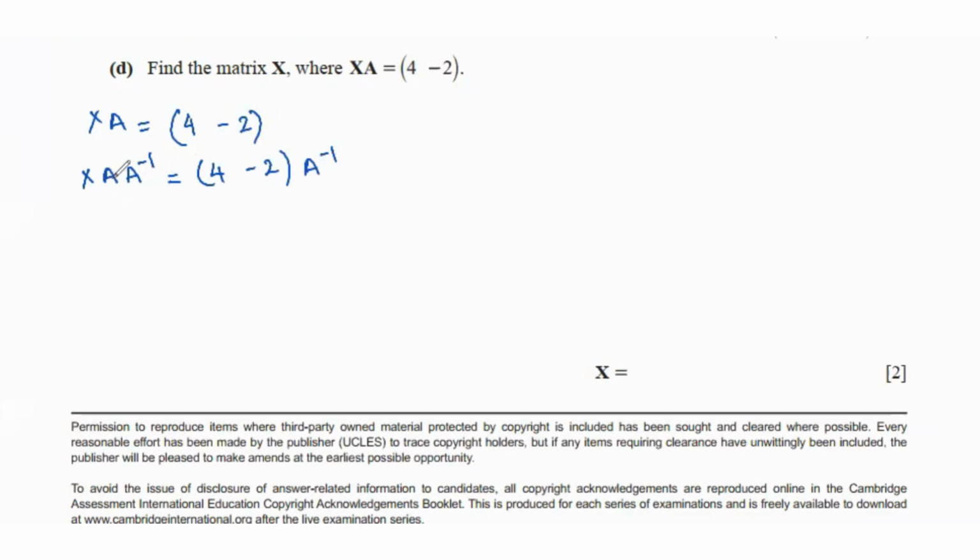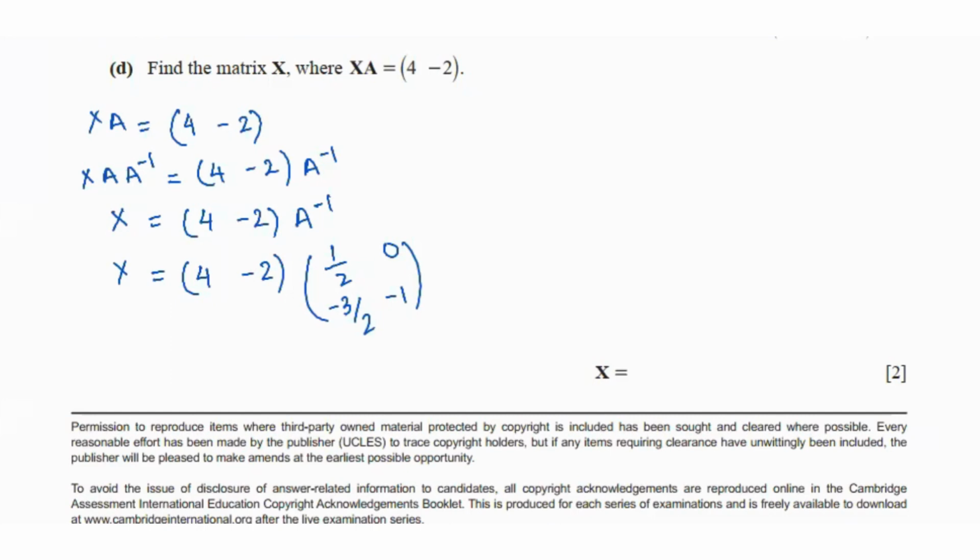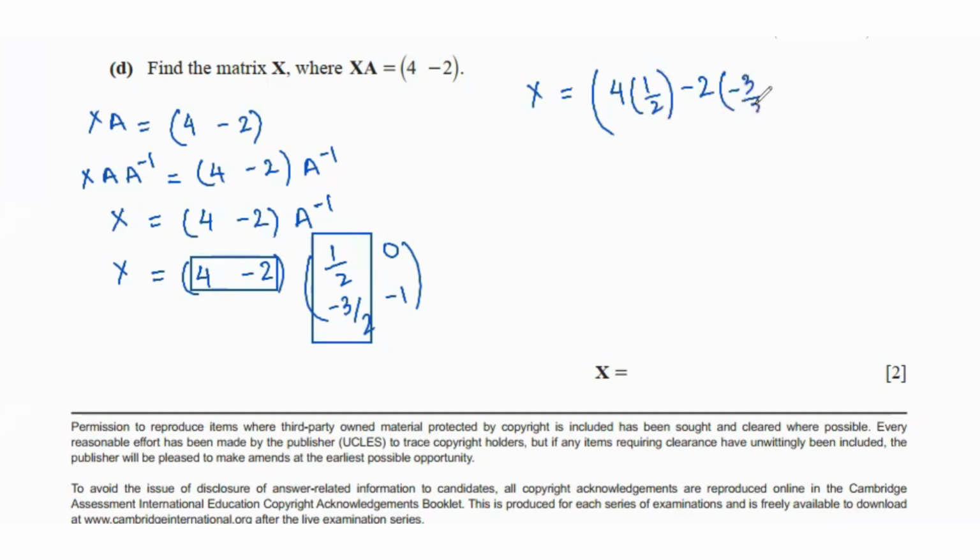So the original matrix times its inverse always equals the identity matrix. So X equals 4, negative 2 times A negative 1. Now we replace A negative 1 with its value, which was 1 over 2, 0, negative 3 over 2, negative 1. So now when we multiply these, first 4, negative 2 gets multiplied with this column. So that's going to be 4 times 1 over 2 minus 2 times negative 3 over 2.